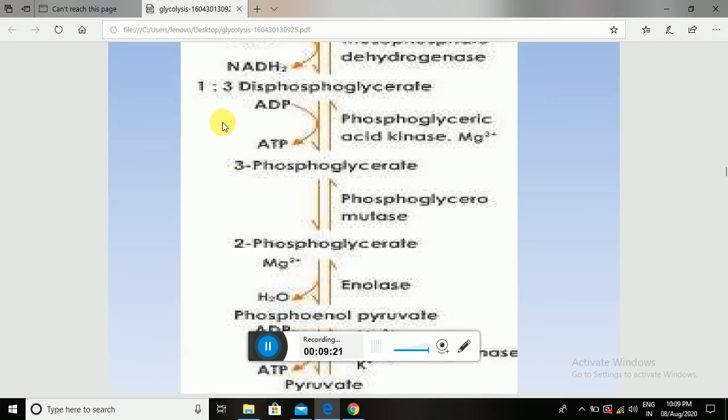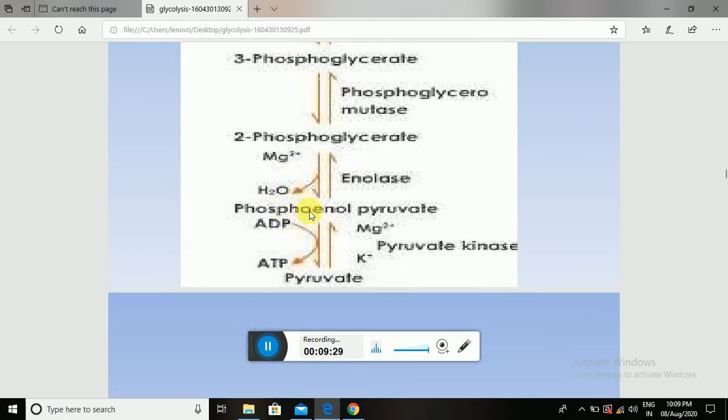In this conversion of 1,3 bisphosphoglycerate to 3-phosphoglycerate, there will be a gain of 1 ATP, and also in the last reaction, phosphoenolpyruvate gets converted into pyruvate. At that time also the cell gets 1 ATP. So the total net gain from 1 glyceraldehyde 3-phosphate is 2 ATPs.